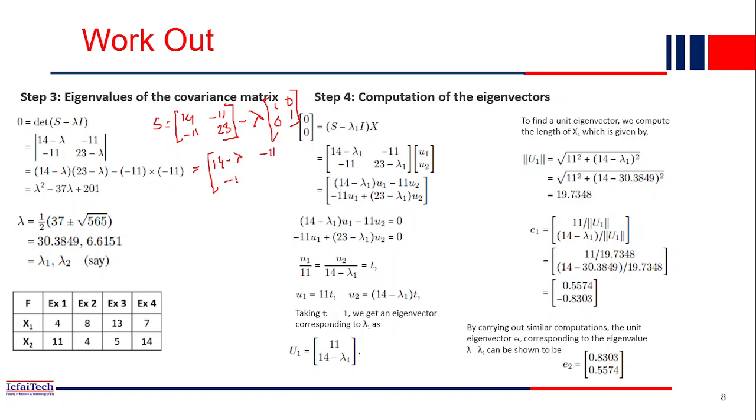From here also you will get minus 11, and here you will get 23 minus lambda. So that's the same thing written here also. If you see, this is the same thing. So now from this matrix we are finding out the determinant.